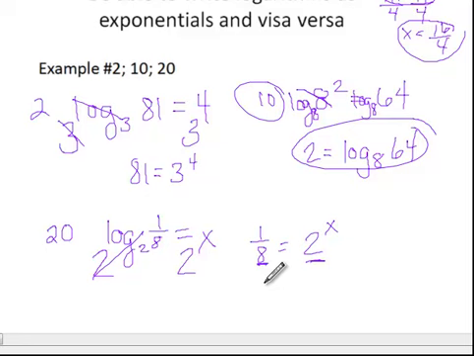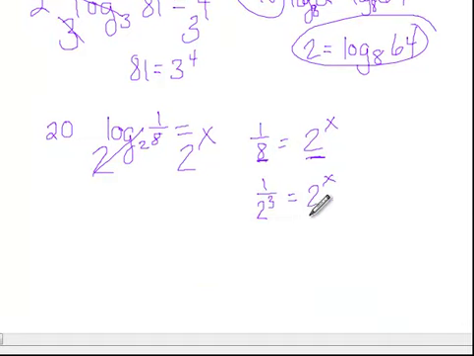So I'm going to rewrite this as 1 over. I do know that I could rewrite 8 as a base 2 exponential, or as a base 2 power, so I'm going to rewrite this as 1 over 2 to the third equals 2 to the x. Alright, here's where our property comes into play because I have this common base now. I just need to get this to be on the top, so I'm going to rewrite it as, cross the line, change the sign, 2 to the negative 3 equals 2 to the x.